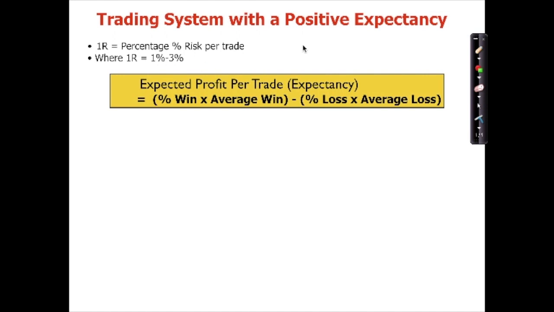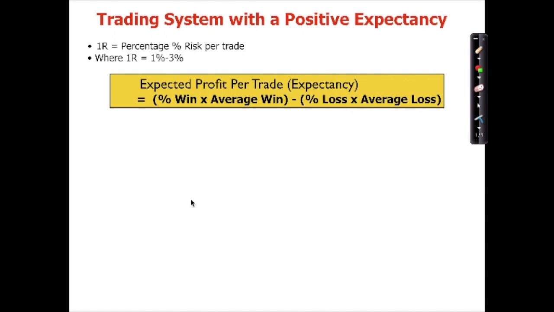So how do you know if your system has a positive expectancy or a statistical edge in the market? Well, you got to use this formula. And the formula goes this way. Your expected profit per trade equals percentage win multiplied by average win minus percentage loss multiplied by your average loss. So let's put in some numbers over here.